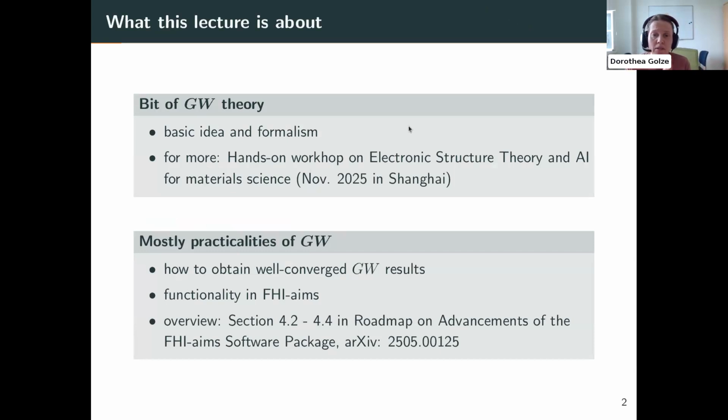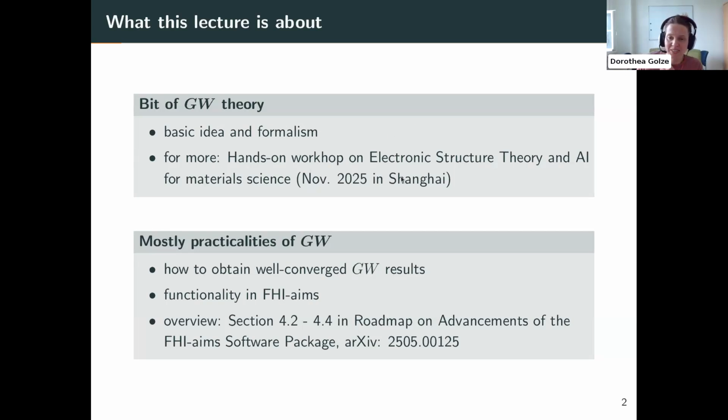So there will be a little bit of GW theory, so the basic idea and formalism. For more, I just point out there will be also more on GW theory and lectures than in the hands-on workshop in November in Shanghai. And the other thing I also want to focus on in this talk are the practicalities of GW, so how to obtain well-converged GW results.